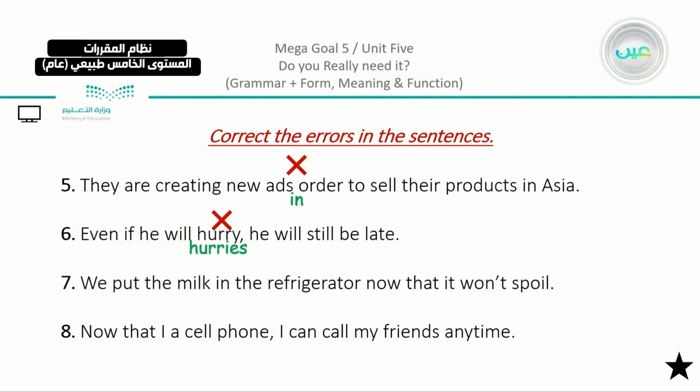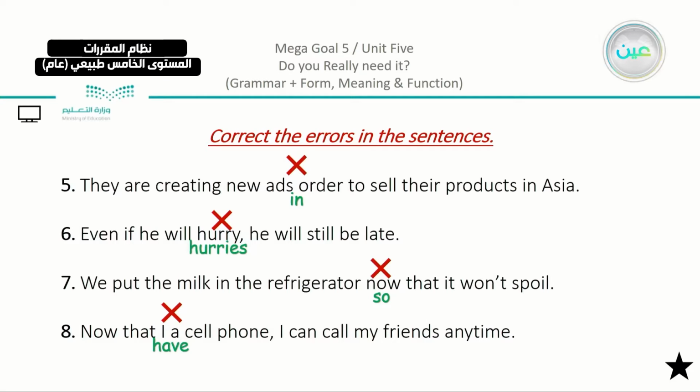Number 7, "We put the milk in the refrigerator now that it won't spoil." So I want purpose. Using now that is wrong. We're going to take out now, and to give purpose, we're going to say so that. Number 8, "Now that I cell phone, I can call my friends anytime." There is something missing. Now that I have a cell phone, I can call my friends anytime. So this is the first part that we have here in the grammar. You can see that we have the two clauses that we discussed, and of course we showed the reasons for using each clause.